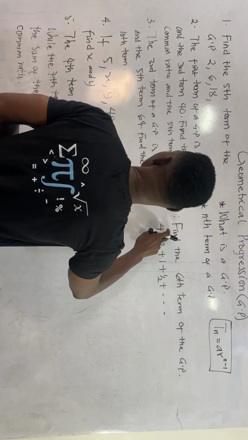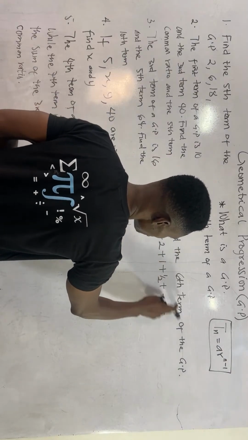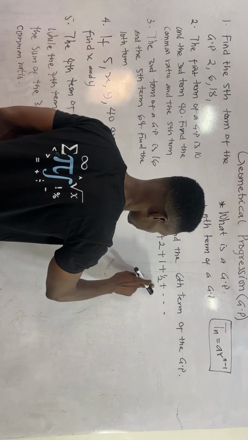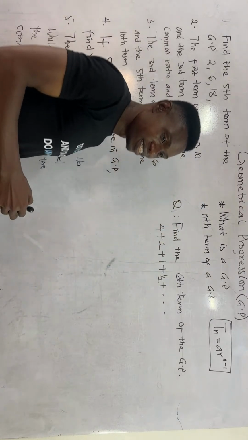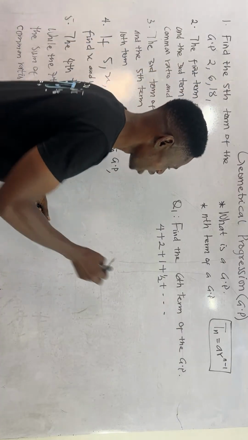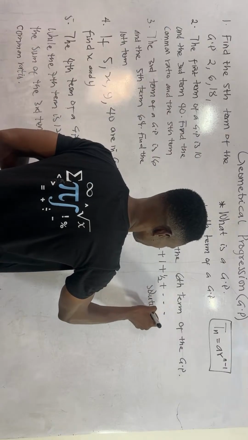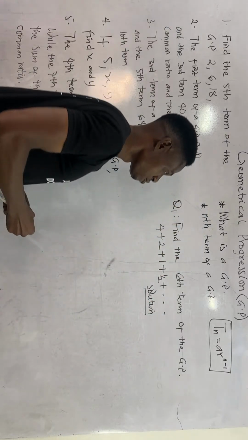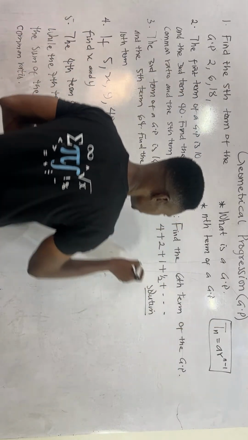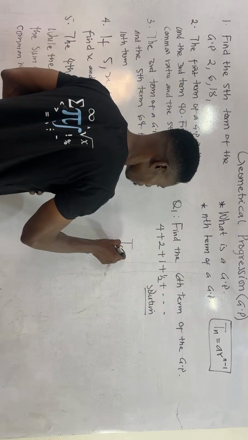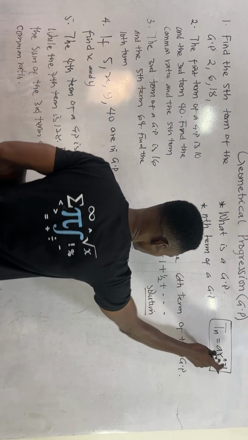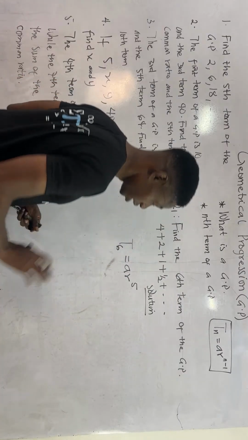Okay. This question says find the sixth term of the GP. This is the GP now. It's a different question from this. So how do we do that? It says find the sixth term. Now don't forget, for our sixth term, T6, that's going to be what? AR raised to the power what? 6 minus 1, 5. This is clear, right?